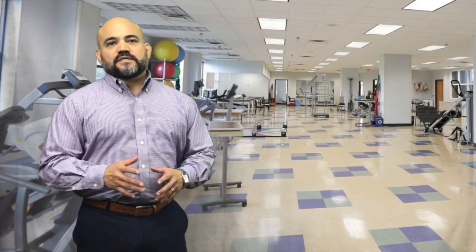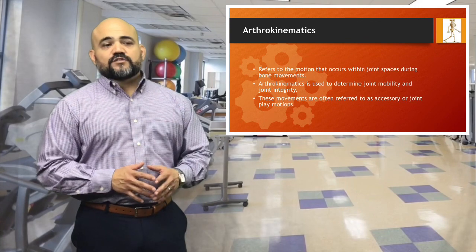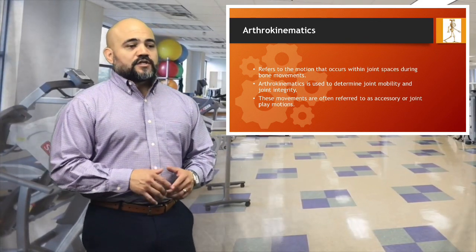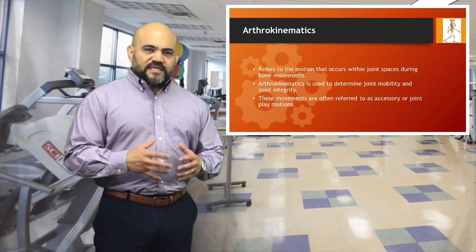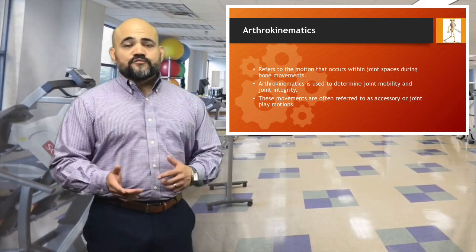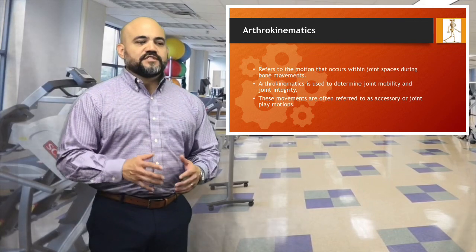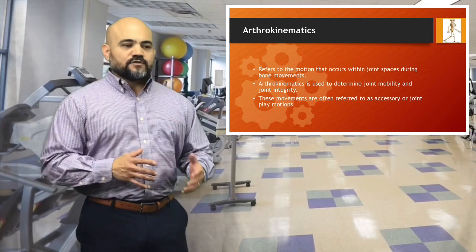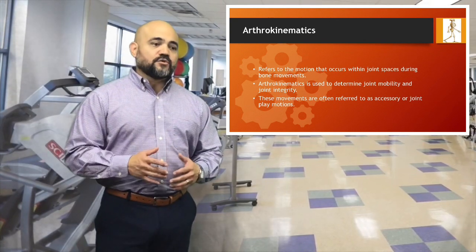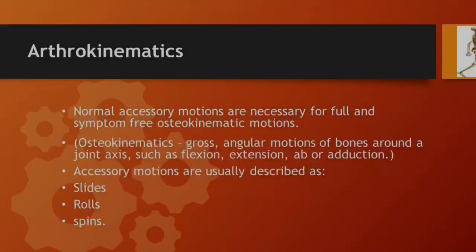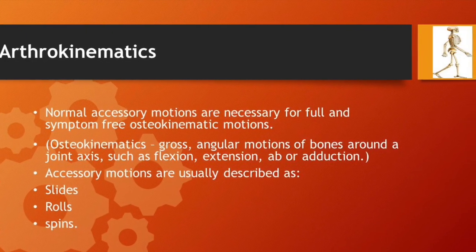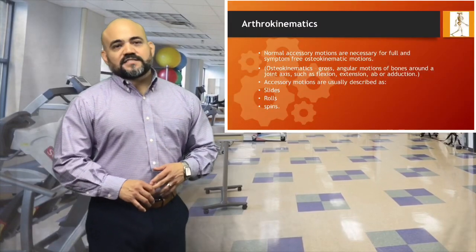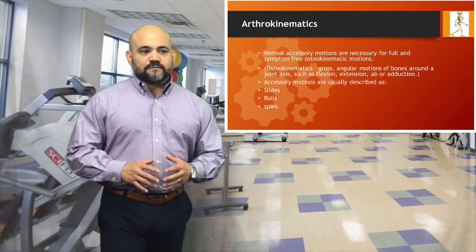So before I jump into the concave convex rule, I want to touch base and talk a little bit about arthrokinematics. Arthrokinematics refers to the motion that occurs within joint spaces during bone movements. Arthrokinematics is used to determine joint mobility and joint integrity. These movements are often referred to as accessory or joint play motions. Normal accessory motions are necessary for full and symptom-free osteokinematic motions.